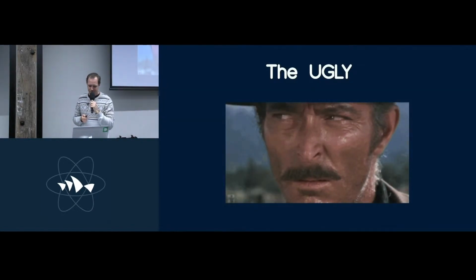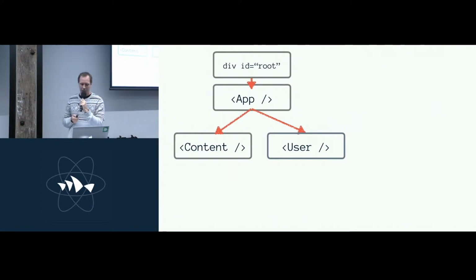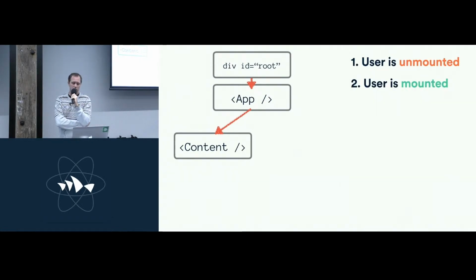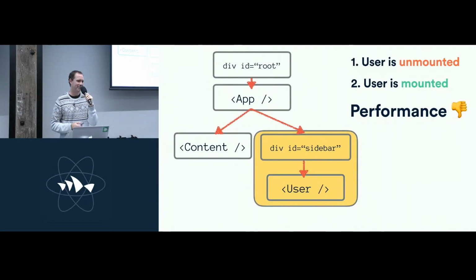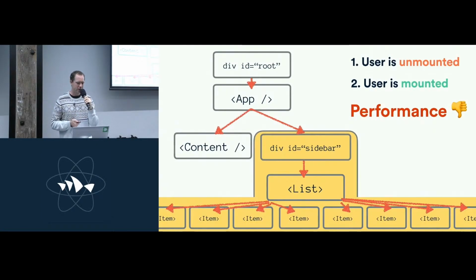And then the ugly. This is our application, and we want to move user into a portal like we did before. So firstly, and I already talked about this a little bit in the last point, the way it works is that user is firstly unmounted, so it's gone. And then the new user component is mounted inside of the portal, okay? This is so horrible for performance. It's incredible because you had a component that was mounted and now it's being unmounted and remounted, which if your component was something like a list that had hundreds of components in it, you're going to get absolutely destroyed by doing this.